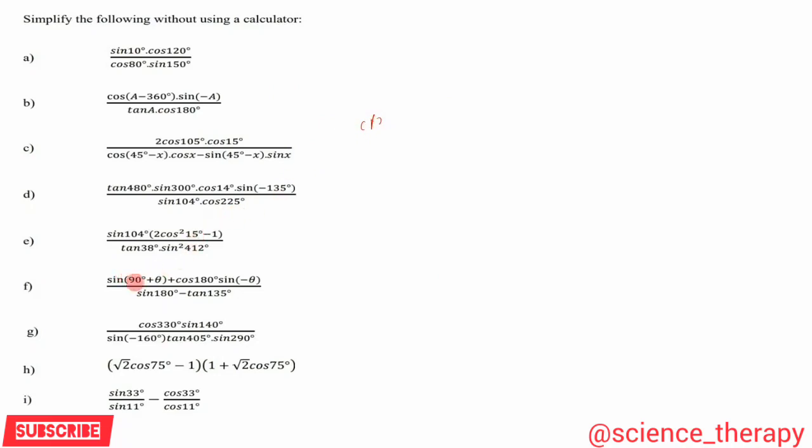For F, we are given sine 90 degrees plus theta, which we know will change to its cofunction, cos theta, positive because sine is positive in the second quadrant, so its cofunction is also positive. Then here we have cos 180 degrees. This gives us -1, and then multiply that by sine of a negative angle, which is negative sine theta, over what is sine 180 degrees. So using our graph, we know that sine at 180 degrees is 0.